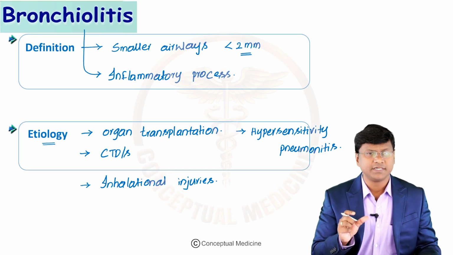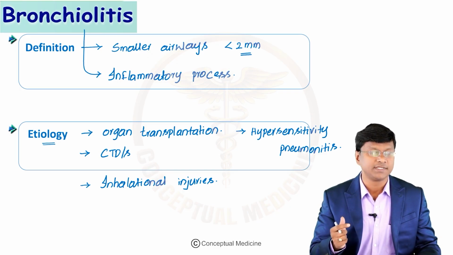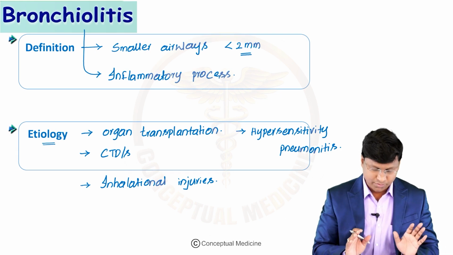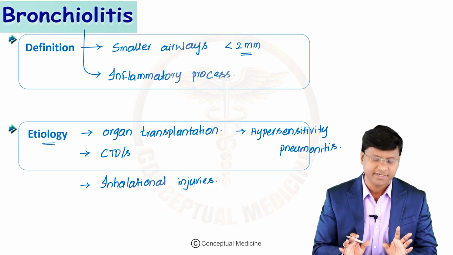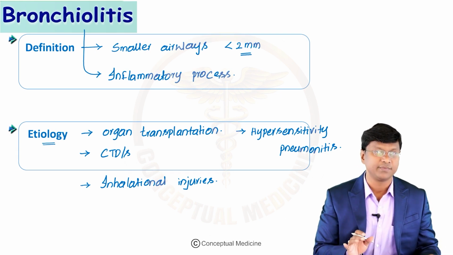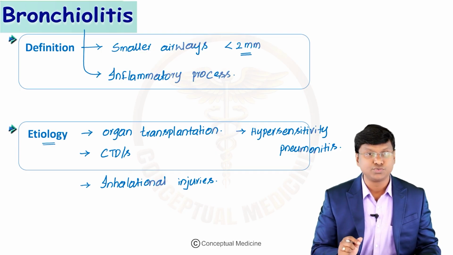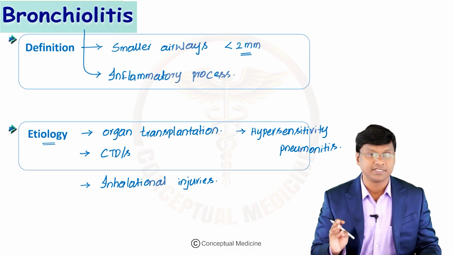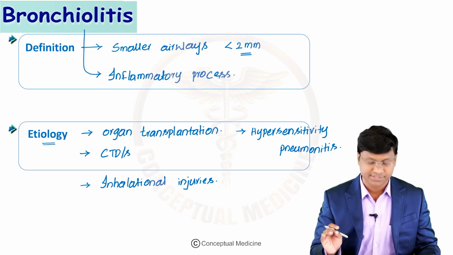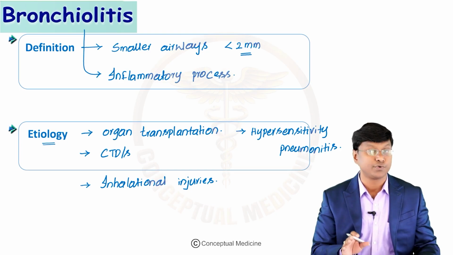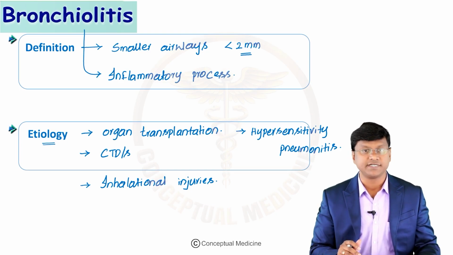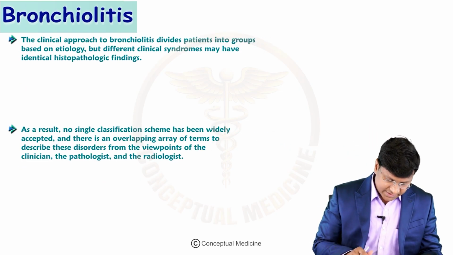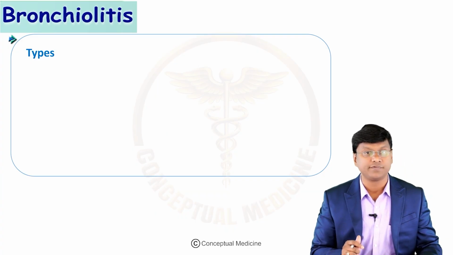Now, what will be the clinical presentation and what are the types of bronchiolitis? Bronchiolitis is an inflammatory process affecting the smaller airways of size less than 2 millimeters in diameter. The etiologies commonly associated are organ transplantation, connective tissue diseases, hypersensitivity pneumonitis, inhalational injuries, post-infectious conditions, and even certain drugs. Now, let me discuss the types of bronchiolitis.